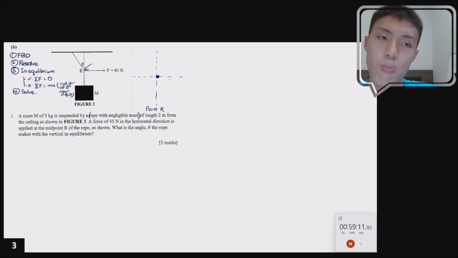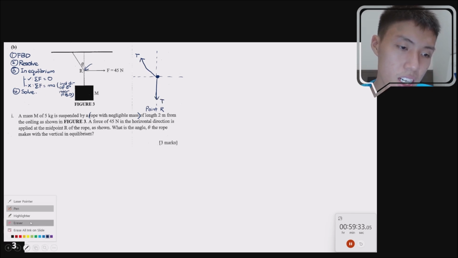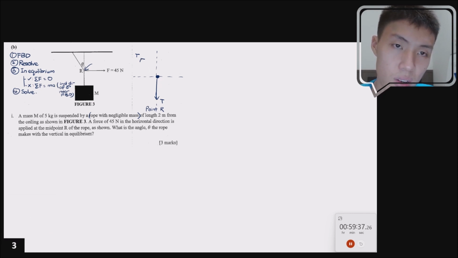Okay, next, is point R here connected to any strings, ropes, or cable? Yes, it's connected to one rope over here, another rope over here. So you should sketch tension, another one, tension. But again, these are two different sections of the rope. Because they are on different sections of the rope, we should give them names. So this one you call T1, this one call T2.